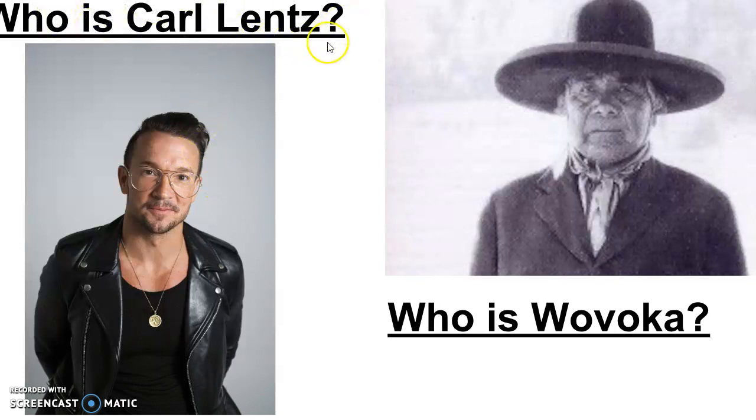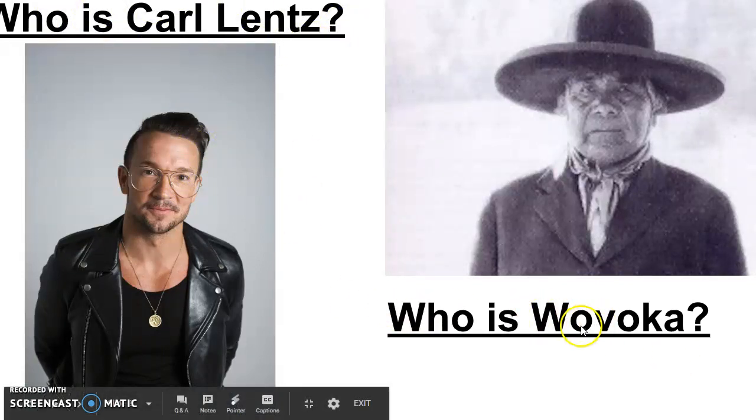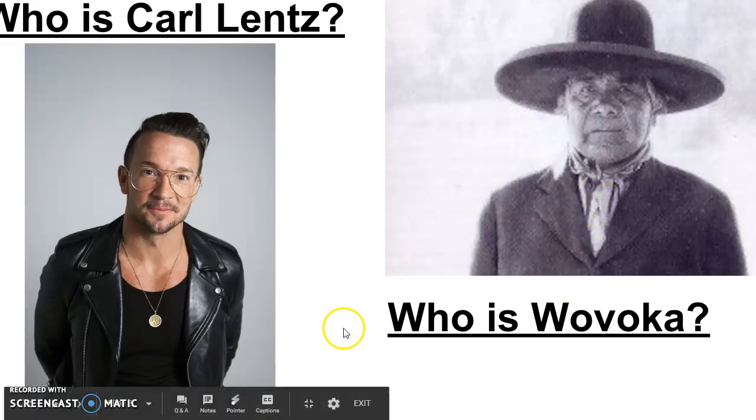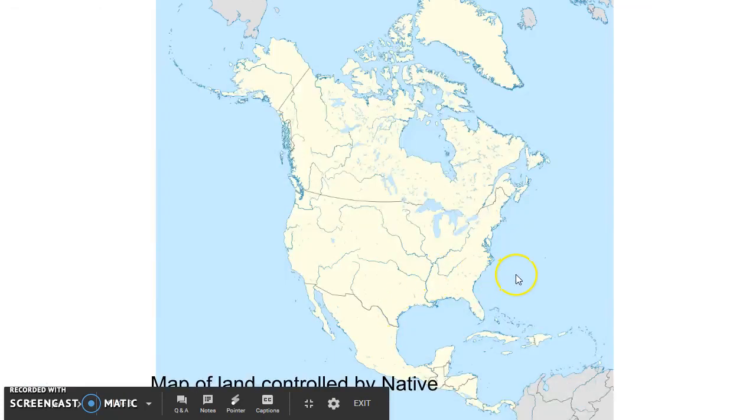And the reason I bring Carl up is because this guy, Vovoka, is a Native American person who was alive in the 1800s, who did a very similar thing. He found a way to make a particular kind of religion very appealing to a specific group of people. And that's one of the things we want to explore in this section of the assignment.